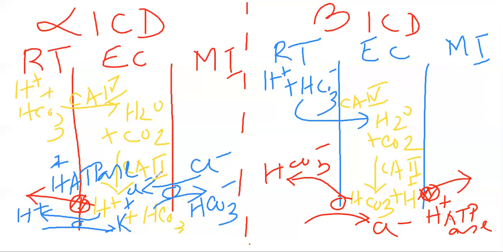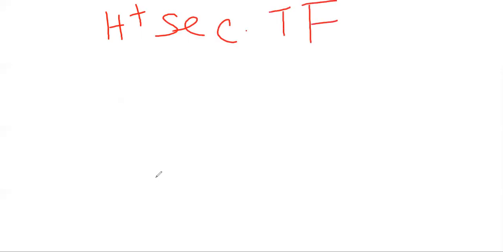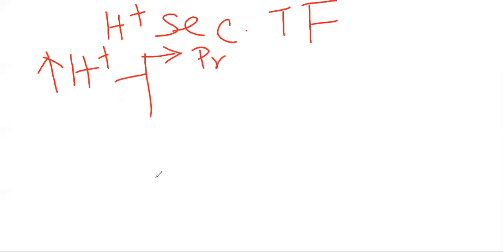Now come to the topic we will discuss: the factors regulating hydrogen ion secretion in the tubular fluid. Hydrogen ion secretion in the tubular fluid will depend upon a few factors. What are those? Let's start. Increment of hydrogen ion secretion will occur either due to primary reasons or secondary ones. So primary causes and secondary causes.